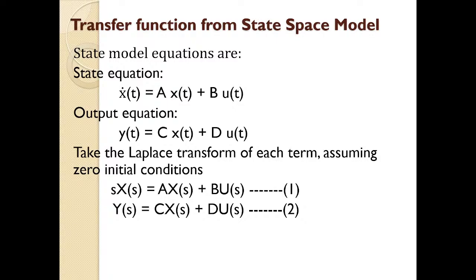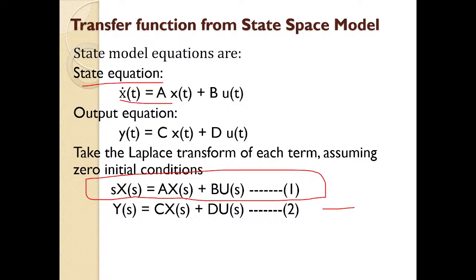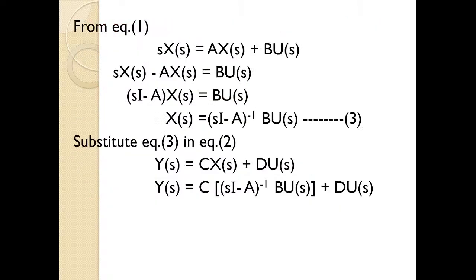Okay. So consider this as equation 1. So what is our equation 1? It is the state equation actually, which is in Laplace form. State equation in Laplace form is our equation 1. So here sX(s) = AX(s) + BU(s). So I am taking that equation: sX(s) = AX(s) + BU(s).